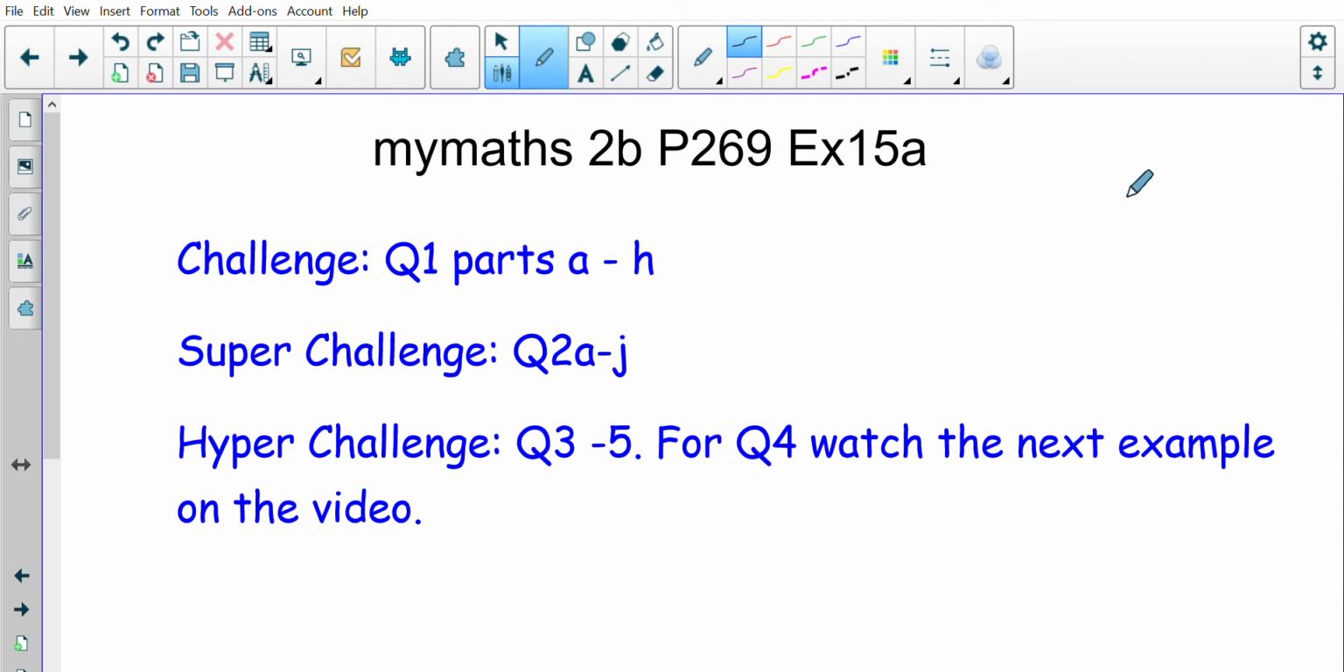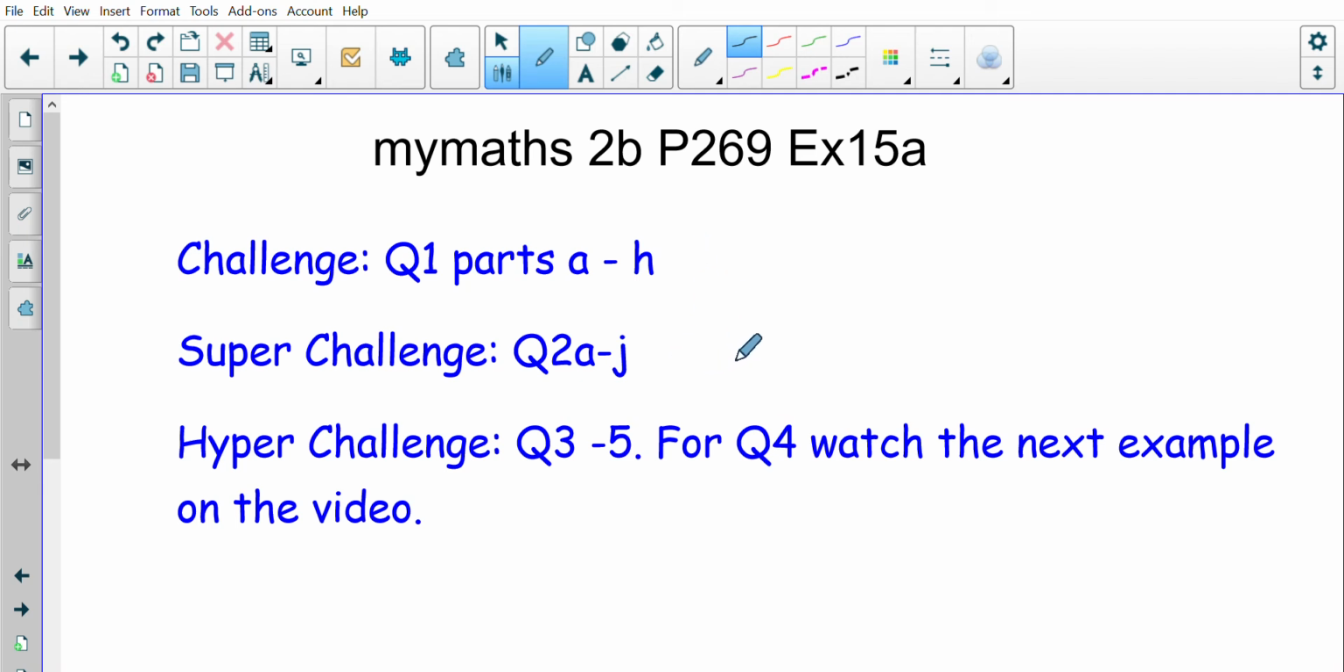Right, so now I would like you to look at exercise 15A from your My Maths textbook. I have scanned in this page of your textbook, and it's in the files section under the ratio and proportion folder. So your challenge is question 1 part A to H, super challenge is question 2 A to H. So start with the challenge or the super challenge first.